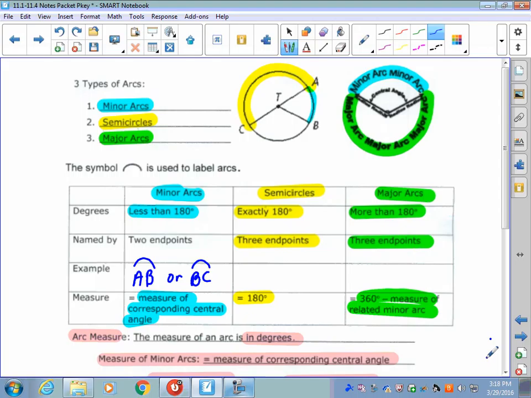Semicircle has degrees exactly 180. 3 endpoints, meaning 3 points on the circle that would have a degree of 180, representing half of a circle. Which 3 points could you use for your semicircle? T is in the center. I can't use that because it's not on the circle. Yeah, A to B to C. A, B, C, and then an arc over it. That would be your minor arc. I mean, your semicircle.